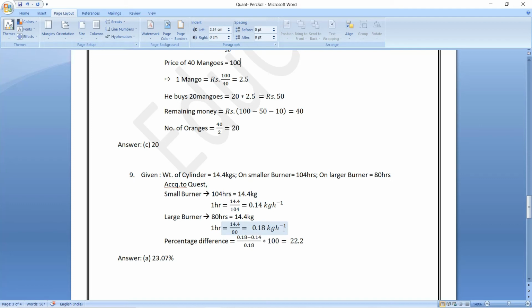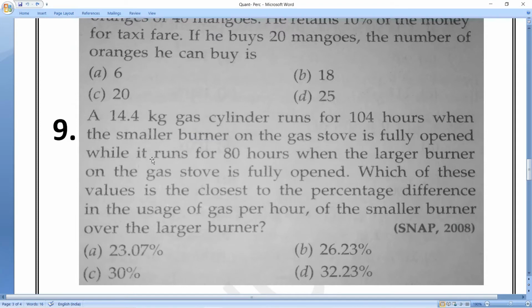Now the percentage difference is 0.18 of the larger burner with the smaller burner. So obviously we will compare it with the larger burner. So the percentage difference is, first the difference in gas consumption per hour is 0.18 minus 0.14, that is 0.04. So I have done it together, that is 0.18 minus 0.14 by 0.18 into 100, that is 22.2, which is nearly equal to. So the question is asking which of these values is the closest to the percentage. So the closest one is 23.07, as the other options are 26.2, 30, 32.2. So the closest is option A, that is 23.07%. Okay.